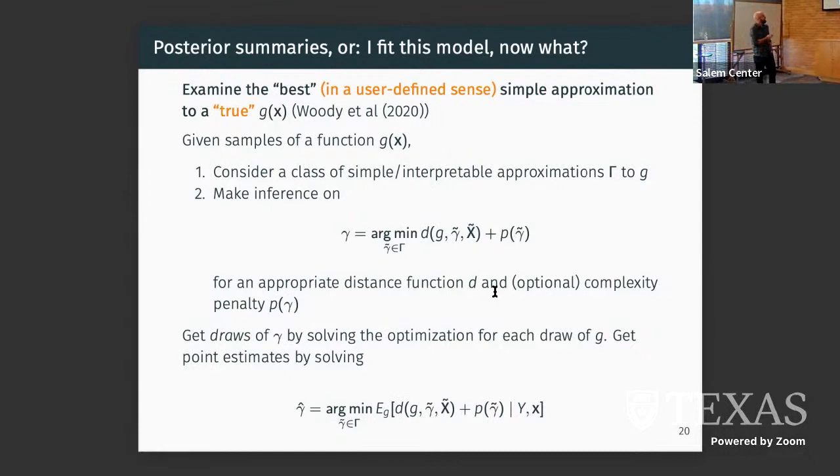So we can get a posterior distribution for gamma by solving this optimization problem for each draw. If we want to get a point estimate for gamma, we can actually bring inside here an expected value. And this you can show would be the Bayes estimate under a loss function that looks like this. Okay. Oftentimes when this discrepancy function is something like squared error, this is going to be an easy optimization problem to solve. And you can use existing off-the-shelf software routines to do it.